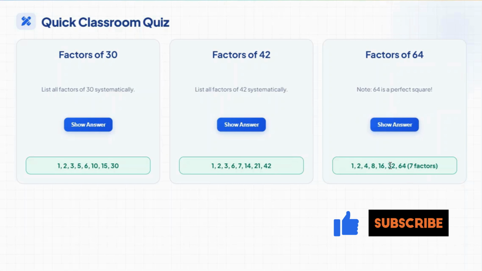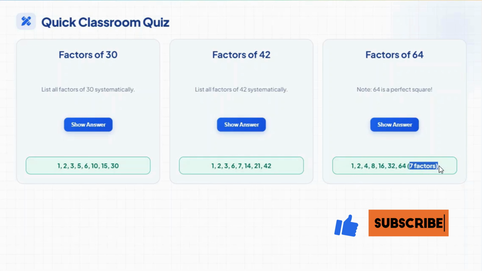And for factors of 64, because it's a perfect square, that is 8 into 8, it should give us an odd number of factors. So here you can see 1, 2, 4, 8, 16, 32 and 64. It's an odd number of factors, 7 factors. So did you get this? If so, it's a great job.